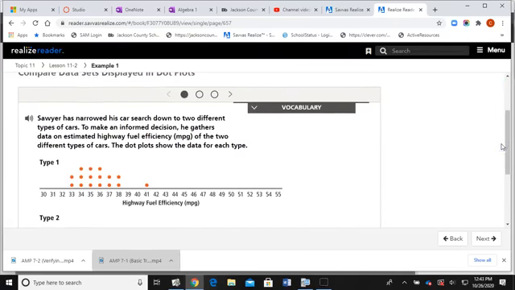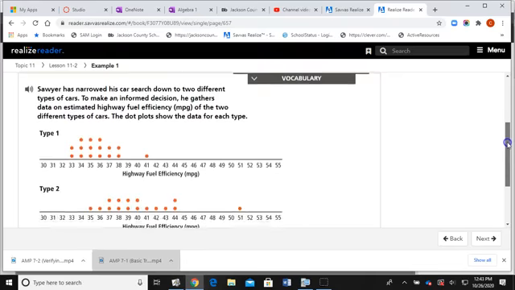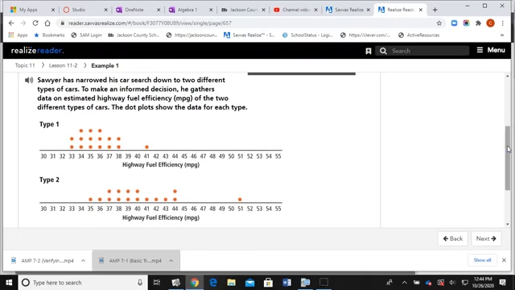All right. Sawyer has narrowed his car search down to 2 different types of cars. To make an informed decision, he gathers data on estimated highway fuel efficiency of the 2 different types of cars. The dot plot shows the data for each type. He's got 2 types. Everybody agree? All right, so type 1, what do you notice about it? It's very consistent together. They're all kind of clustered real close, okay? Type 2 is a little more spread out. Everybody agree with that? I agree too.